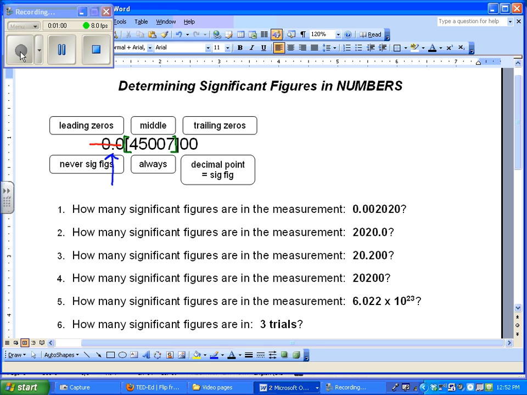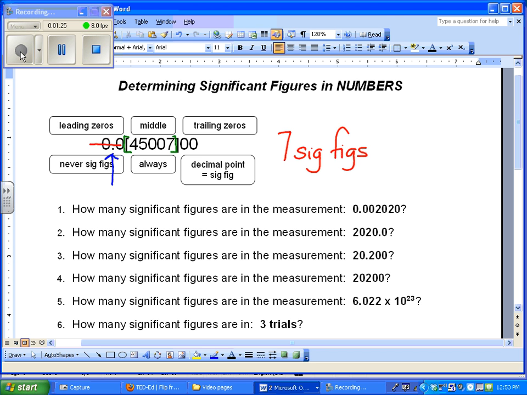So for this problem, we have 1, 2, 3, 4, 5 in the middle plus 2 at the end, so 7 significant figures. If there is not a decimal point in the number, those trailing zeros don't count. The trailing zeros only count if there's a decimal point anywhere in the number.